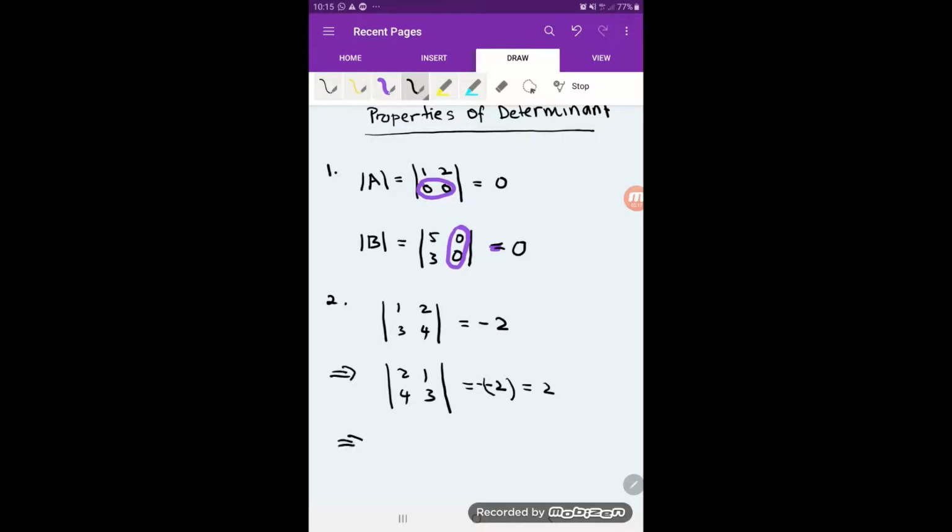And then interchanging the rows, 3, 4, 1, 2. So the determinant value here, -2 multiplied by negative, the answer is 2.